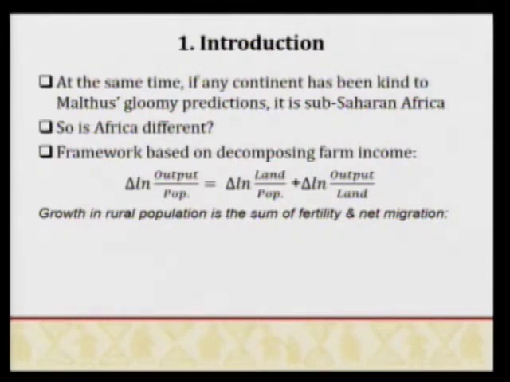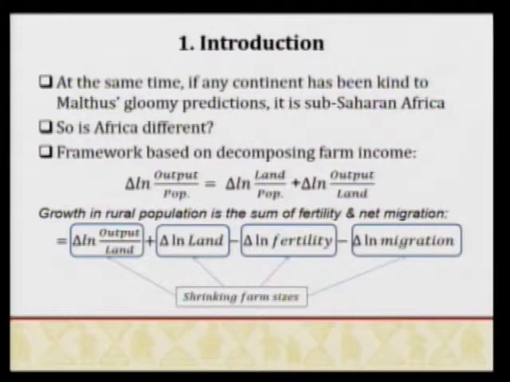Our framework is very simple. I don't want to bore you with maths, but we're looking at farm output per capita and decomposing that into two sources of growth. One is just more land per capita, and the second is more output from the land. Land per capita can also decompose basically into four sources, four means of responding to land pressures.